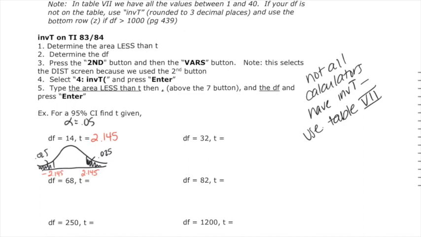For the next one, again, we're using the same area in the tail, so 0.025 because it's still for a 95% confidence interval, but now our degrees of freedom are 32. So we'll go through that same function. Area is 0.025, degrees of freedom are 32. Our critical value is positive 2.037.